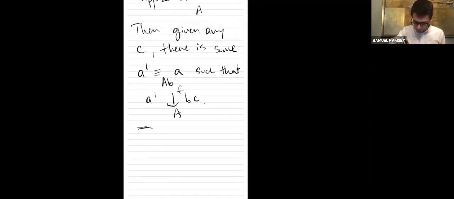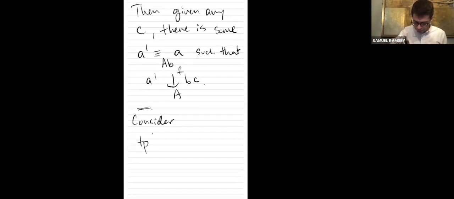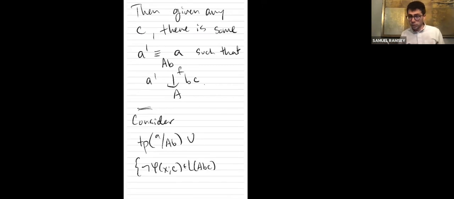So what do you do? Well, we look at the following partial type. Consider the type that says, so I'm going to look, of course, at the type of A over AB, union the negation of all formulas phi(x, c), in the language where I can use parameters from A, B, or C, such that phi forks over A. So I just look at the formulas that fork and I negate them all. And if I can prove that that is consistent, then I'm done. You agree?